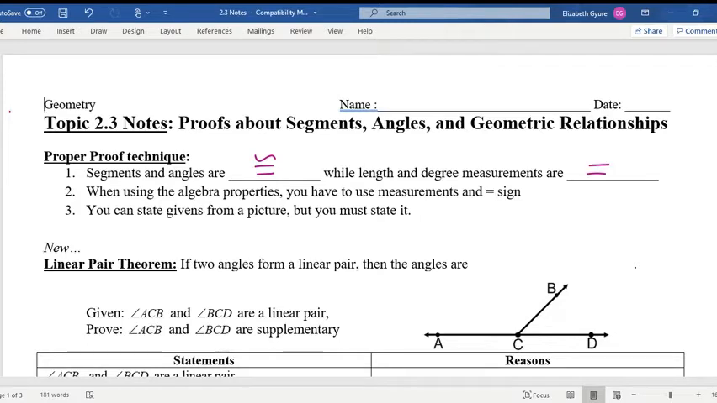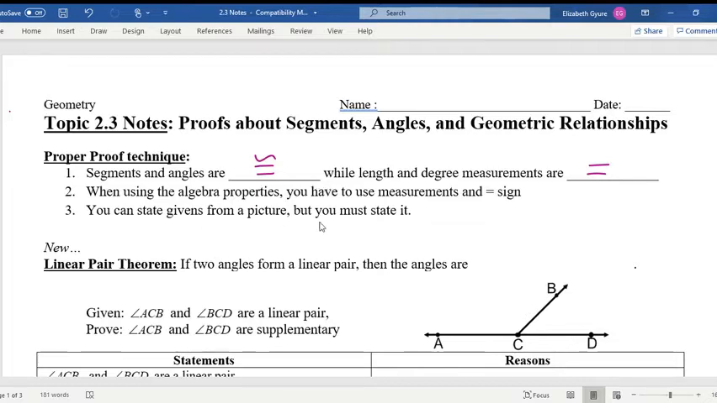So if I use a little segment bar, or my angle symbol, we use our congruent symbol, that's called a congruency statement. But if I'm talking about length or measure, like measure of angle A, or just two letters without the bar above it, those are equal signs, those are equations, because they technically represent numbers. When you use algebra properties, you have to use measurements and an equal sign. So if I wanted to use the subtraction property of equality, I can only use that if I have an equation. So there has to be an equal sign there.